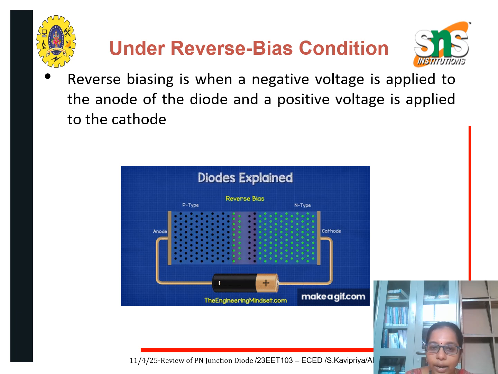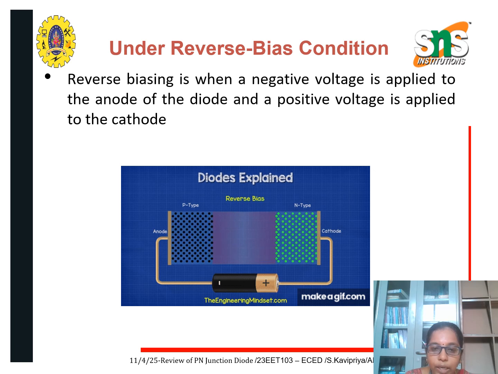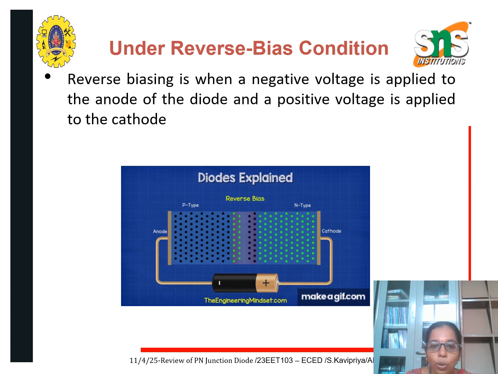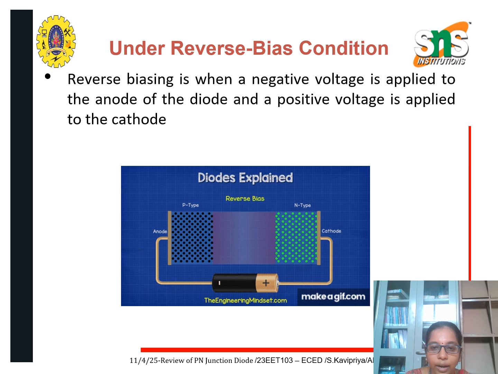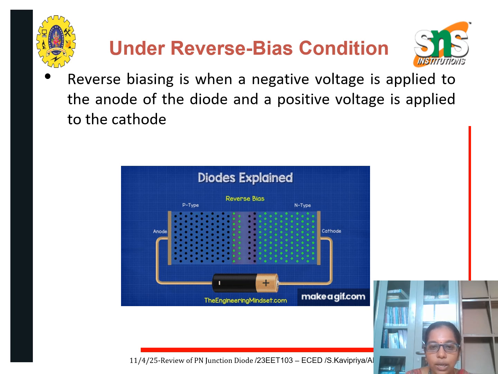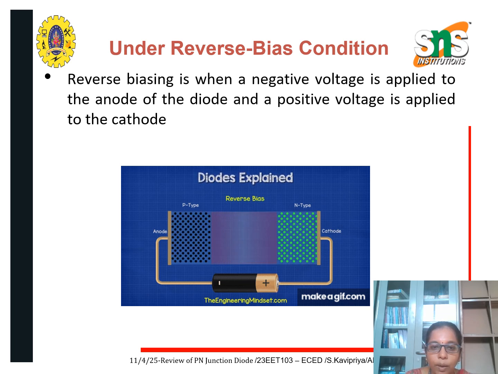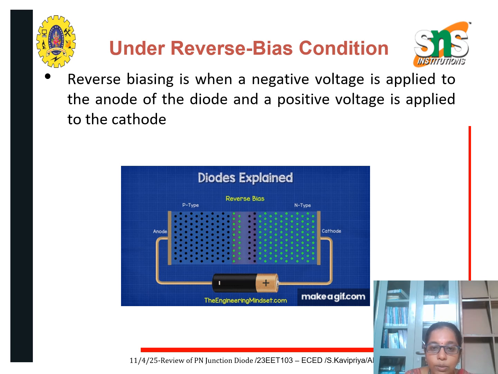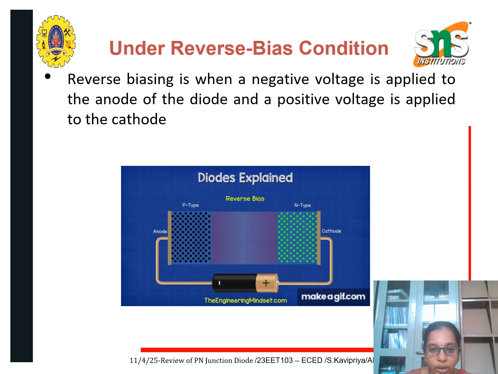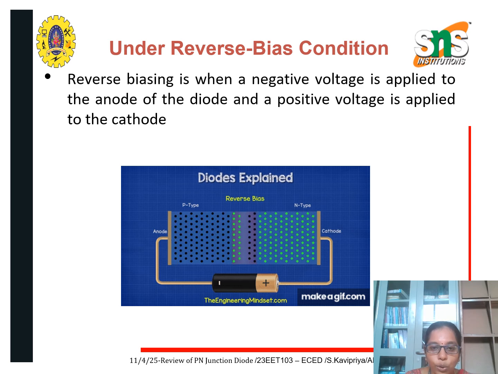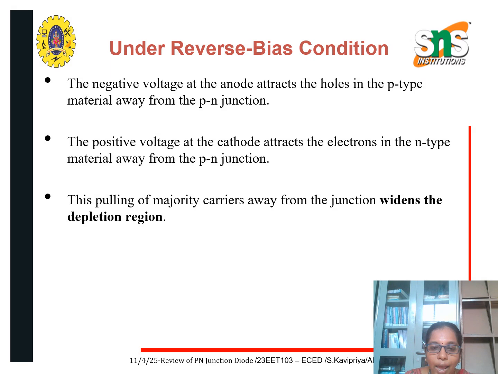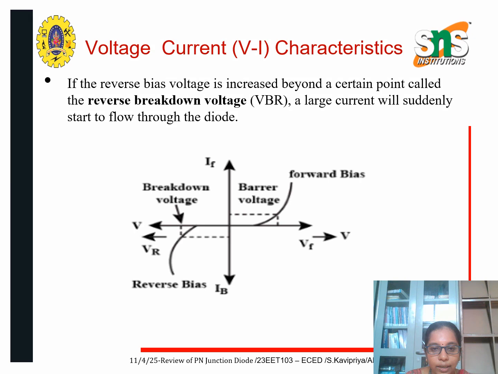Here the force of attraction will take place. The negative of the battery will attract the holes and the positive of the battery will attract the electrons. So the depletion layer between the P and N type becomes more widened. So electron hole pair combination will not take place and it results in no flow of current. And this is in case of the ideal condition. Whereas in case of the practical condition, there is a chance for the flow of a very small quantity of current, that too due to the minority charge carriers.